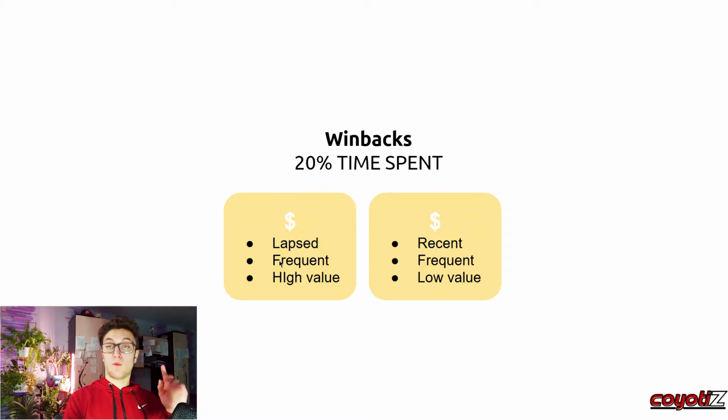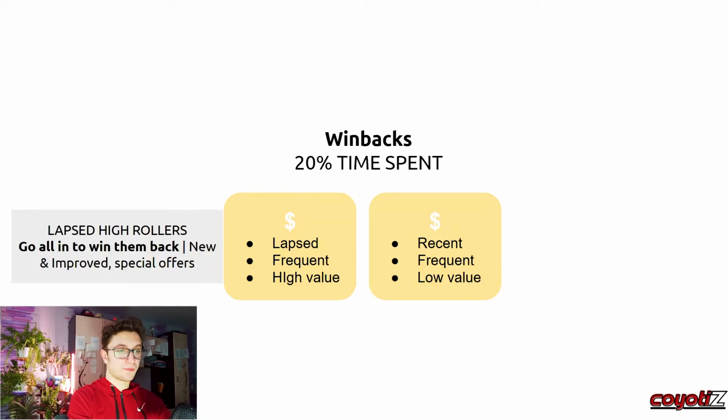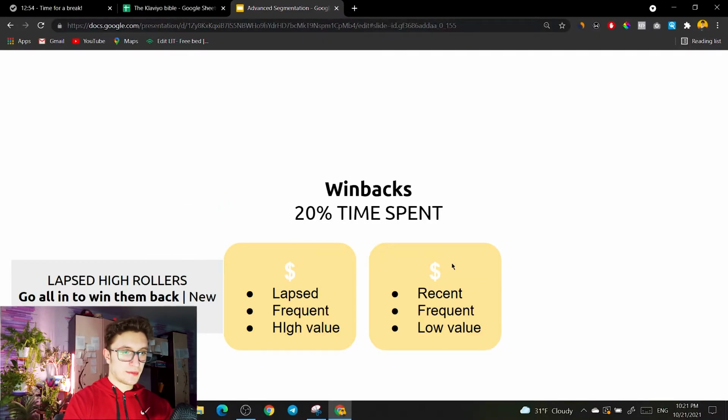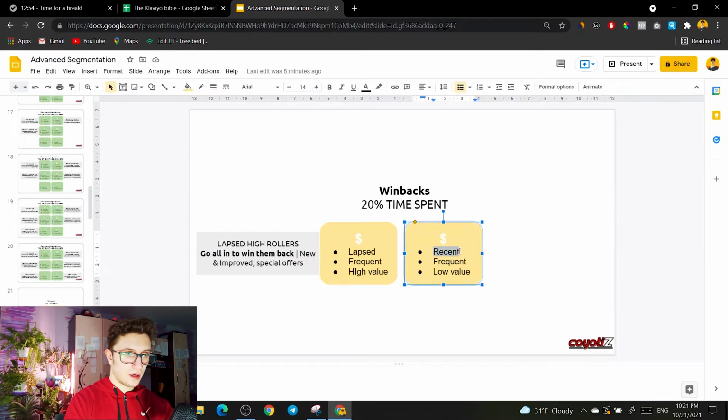This is again for those who were frequent, who were buying a lot, but lapsed. And the second quadrant here is for those who recently purchased. They were frequently purchasing, but they just did not spend enough. The AOV wasn't that high. Now, I guess there's a lapse here. Sorry guys, I just noticed that there's a lapse here.